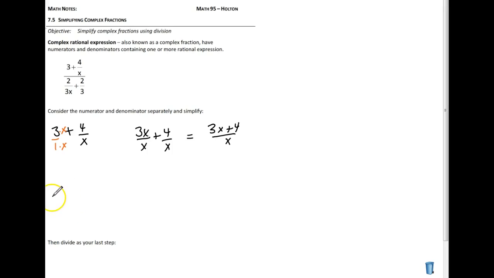Now we do the same process for the denominator. So I have 2 over 3x plus 2 over 3. What's my LCD here? Yep, it is 3 times x. So this already has a 3, but it's missing the x. So we're going to multiply the numerator and the denominator by x. And then what I'm adding is 2 over 3x plus 2x over 3x, which gives me, I'm going to write it as 2x plus 2, that's the way I'm used to writing it, the x part first, over 3x.